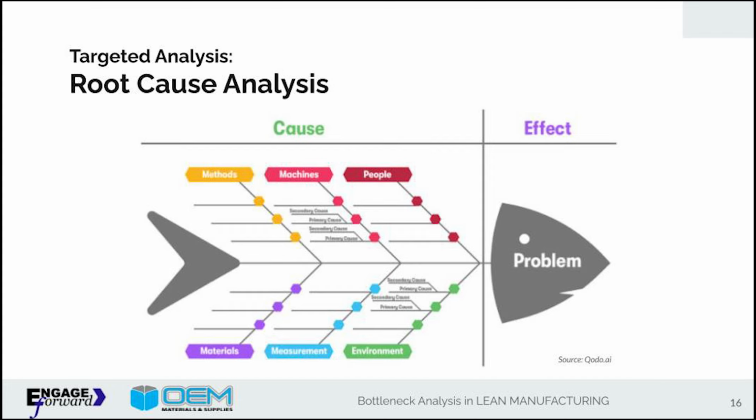And sometimes people call this 6 M's. So machines, materials, manpower, measurement, Mother Nature. There are all different potential reasons that you can dive into to really get to a root cause of a problem.